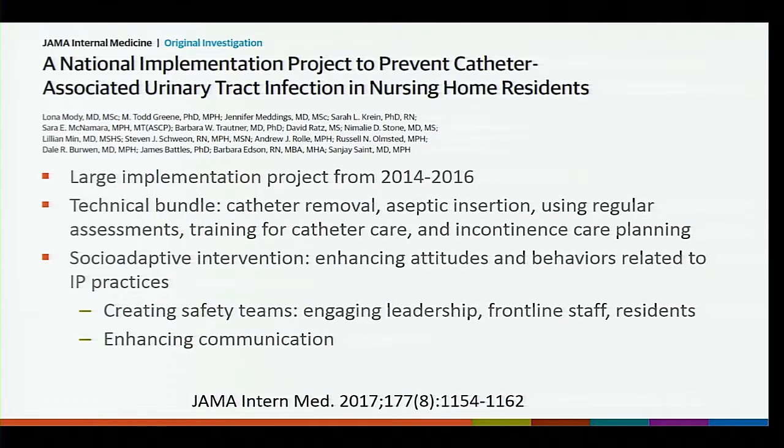But they also had a pretty large socio-adaptive intervention, and I think this is something we don't always think about, how important this component is to prevention. This really spent time enhancing attitudes and behaviors related to infection prevention practices, doing things like creating safety teams and engaging leadership, frontline staff, and residents. And I think largely enhancing communication, because that's one thing that I find is not always the best in long-term care, because you often have clinicians who aren't there regularly. They come in and then they leave. There's a lot of turnover, and so it gave strategies to help enhance that communication, and really helped the frontline staff feel confident enough to speak up if they saw something or had questions about something.